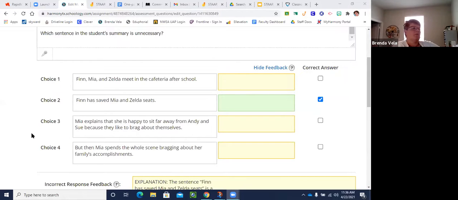What part of the story is it? What part of the plot? Remember, the plot is the whole story. Think of your plot diagram.